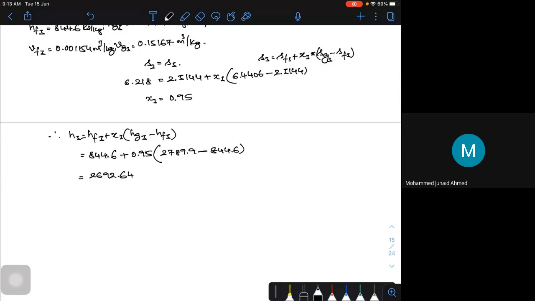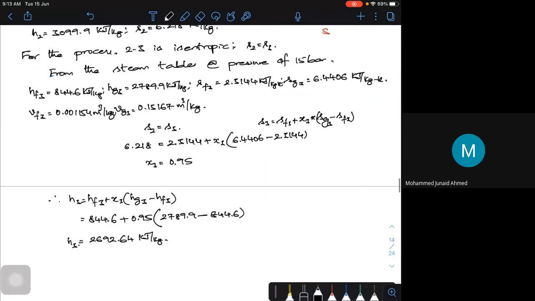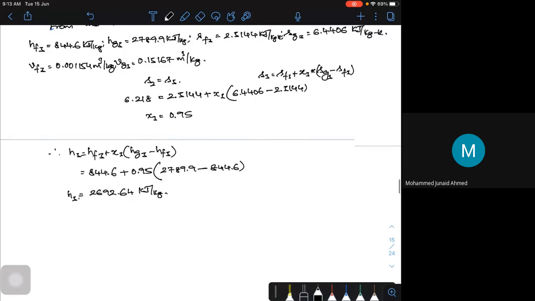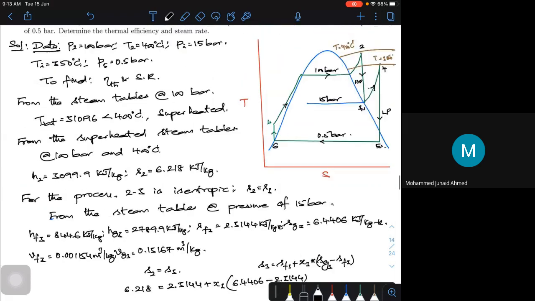2692.635. I can write it as 64 kilojoules per kg. So this is the enthalpy at point 3. I got it. So now the condition of the steam is not completely dry, but nearer to dry condition. Now I will go to the steam test. So now I will follow the path 3s to 4. That means I need the value at point 4.